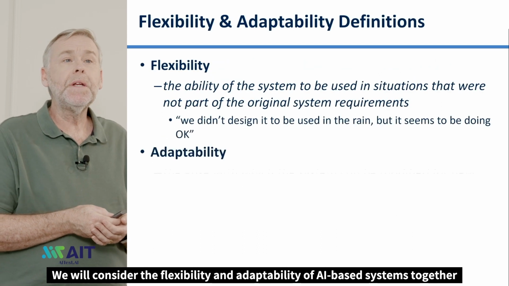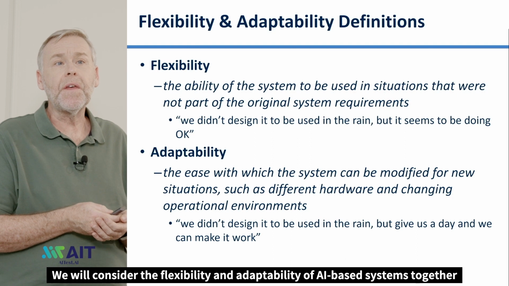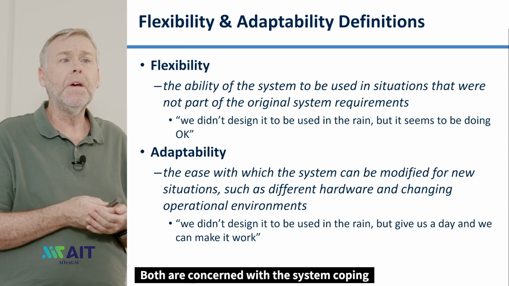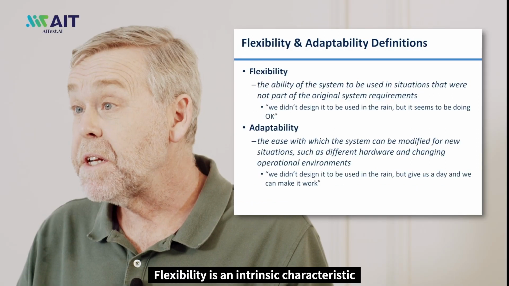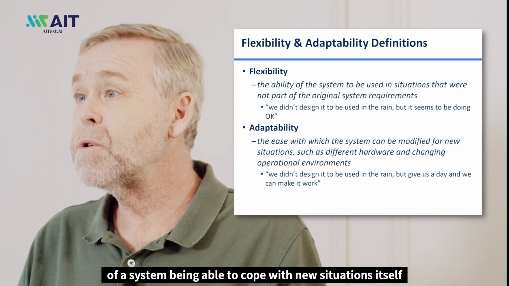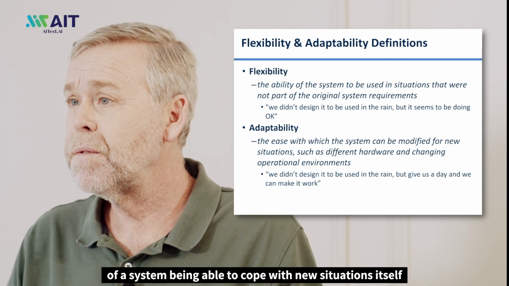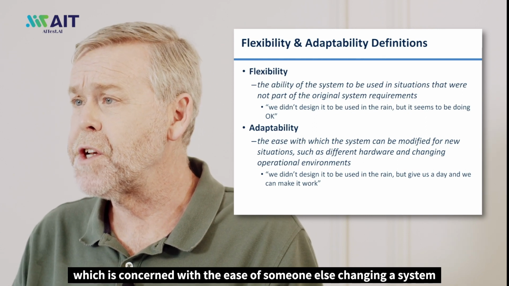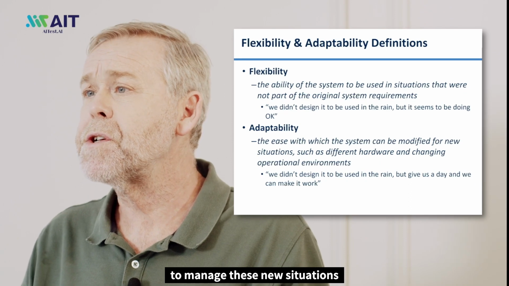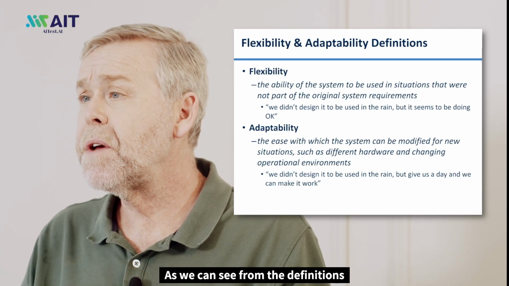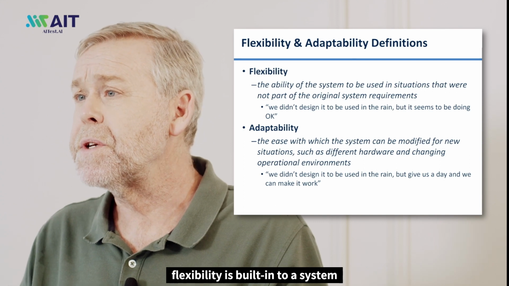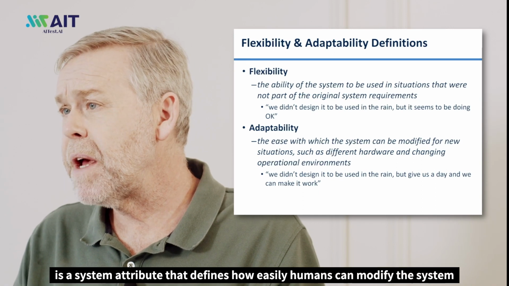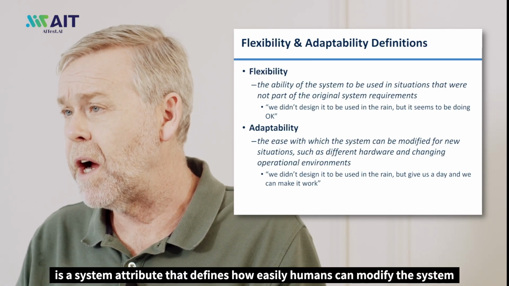We will consider the flexibility and adaptability of AI-based systems together, as they are very similar concepts. Both are concerned with the system coping with new situations. Flexibility is an intrinsic characteristic of a system being able to cope with new situations itself. Slightly different is adaptability, which is concerned with the ease of someone else changing a system to manage these new situations. As we can see from the definitions, flexibility is built into a system and requires no further human effort, while adaptability is a system attribute that defines how easily humans can modify the system.